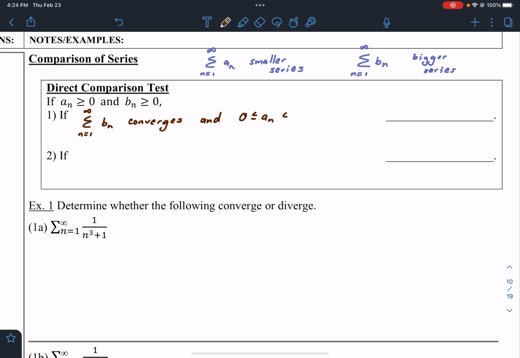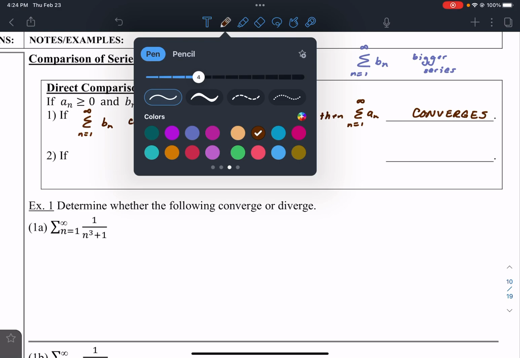We do have to deal with positive series here. If I know that this piece converges, and this piece is going to be smaller, then the A sub n series also converges. So another way to think about that is smaller than finite is also finite. Remember, converging means I'm going to a specific number. So if this is smaller, I'm also going to be going to a specific number.